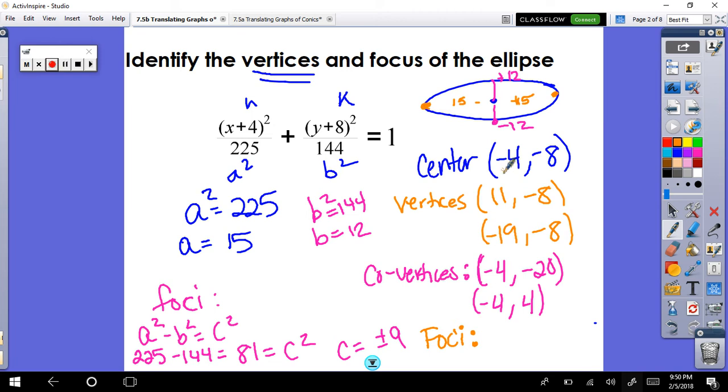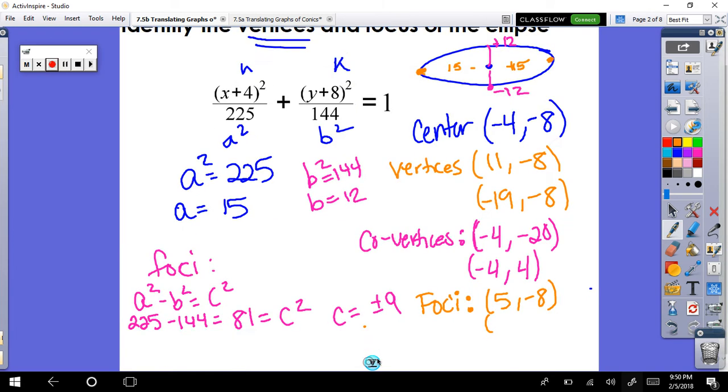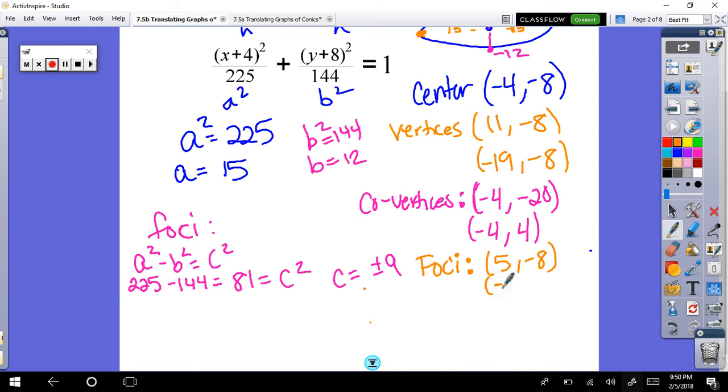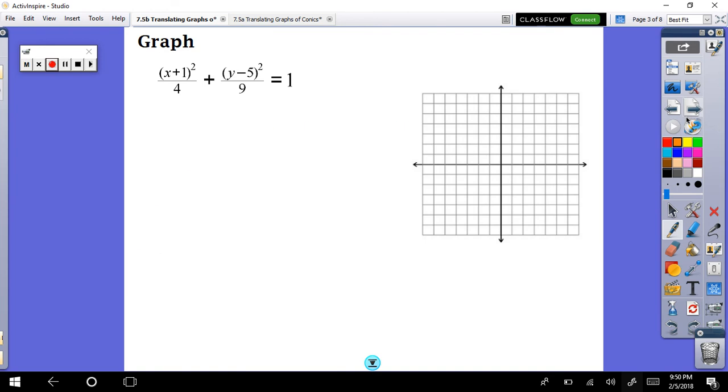So from our center, from the x value, it's going to be plus or minus 9. So we're going to be at -4 plus 9 is 5, so (5, -8). And then -4 minus 9 will be -13, so (-13, -8). So I went plus or minus 9 from the center point, (-4, -8), on the x coordinate. It makes a lot more sense, and it's easier to follow when you do it with a graph. Let's try another example.